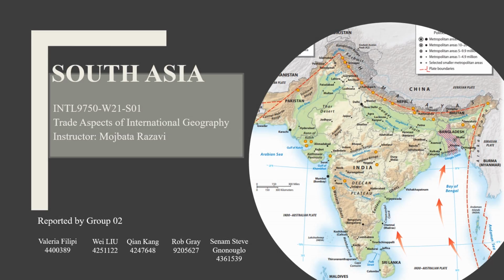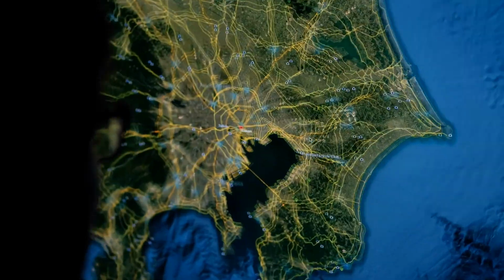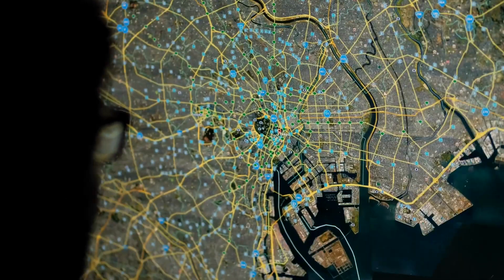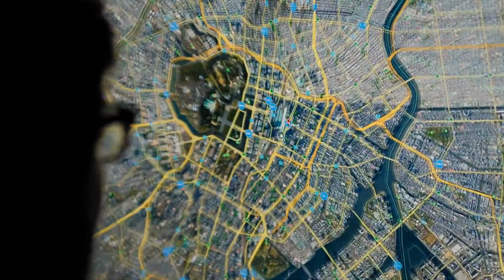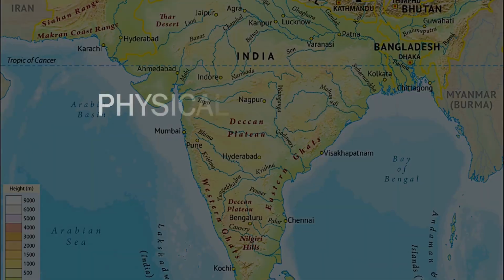Welcome everyone. Our group is going to introduce South Asia, the area with 20% of the world's population. We are going to introduce this area in three parts. One is the physical geography of South Asia. The second is the regional trade blocs in this area. And third, we are going to analyze the representative countries in this area, which are India and Pakistan.